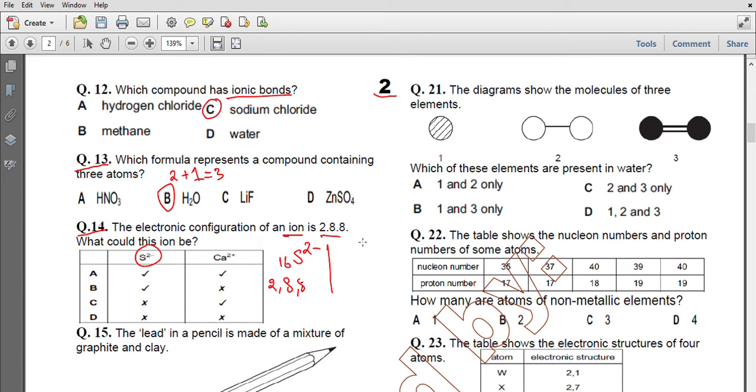Whereas in calcium, the total electrons are 20, but the 2 positive charge indicates that 2 electrons have been lost. So the structure will become 2, 8 and 8 again. That's why we can say both the sulfide ion and the calcium ion have the structure 2, 8, 8.